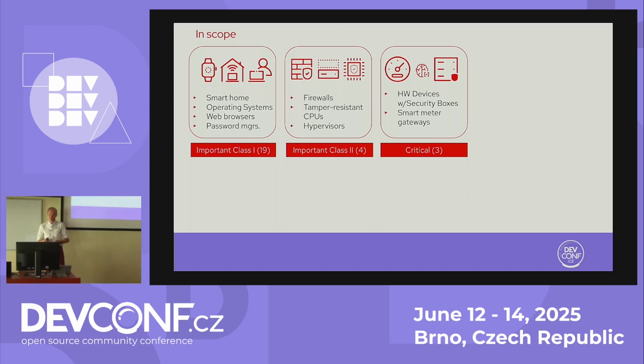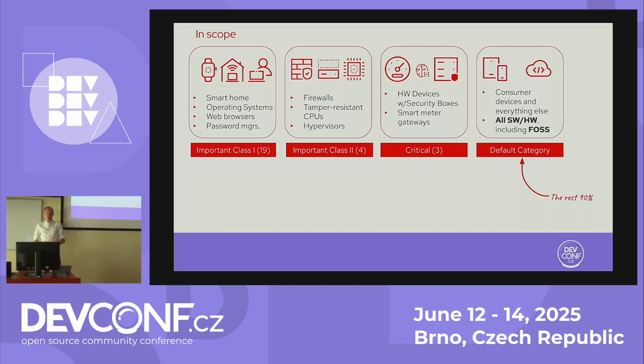Now imagine even more critical hardware devices with security boxes, smart meter gateways. I have one, for example, in my own house. They're really critical if something goes wrong. But everything else, all the consumer devices and all the electronics and all the products, all the software and hardware, including actually free and open source software, are also in scope as a default category, and that's going to be the rest, or even more than 90% of all the products that are around us. They are also in scope of this regulation, so this is a big deal.